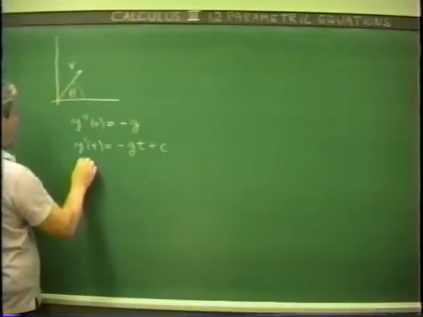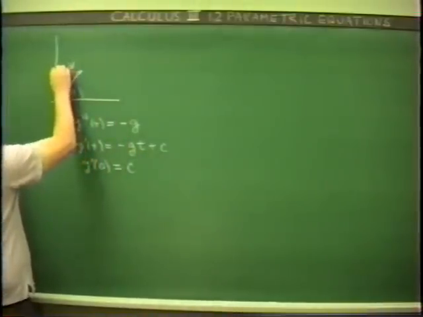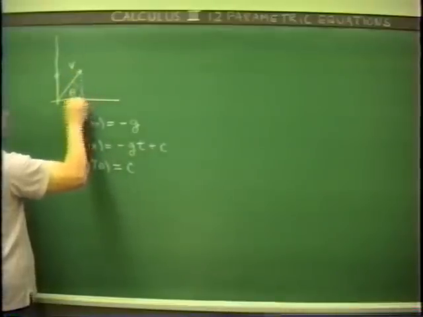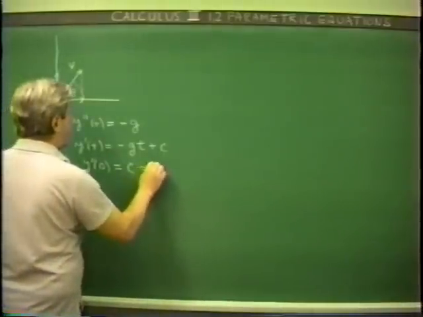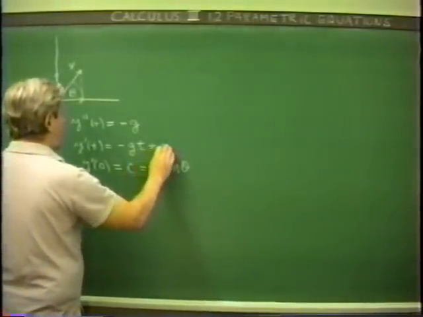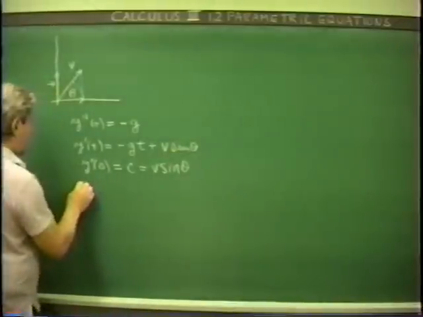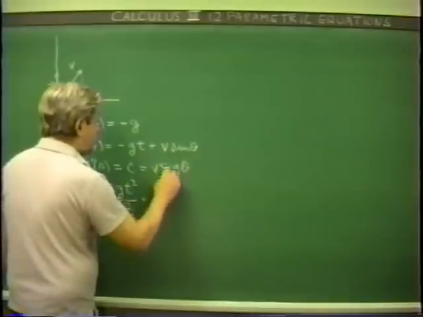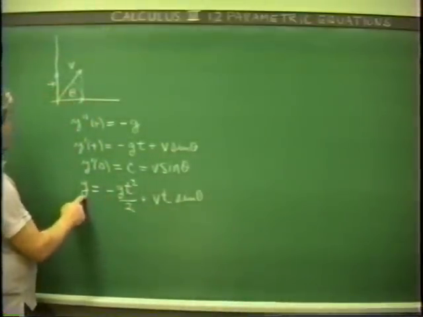Now, this constant is going to be y prime of 0. When we put 0 in here, we're going to get c. And now, y prime of 0 is this part of the velocity. We can break this velocity up, and we'll see this in more detail when we look at the subject matter of vectors. This component is v sine of the angle theta. So we get that y prime is equal to minus g t plus v sine theta. And so y, consequently, is equal to minus g t squared over 2 plus v t sine theta. This now gives y as a function of t.